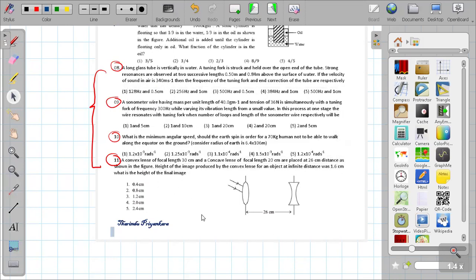Okay. A long glass tube is held vertically in water. A tuning fork is struck and held over the open end of the tube. Strong resonance is observed at two successive lengths of 0.5 meter and 0.84 meter above the surface of water. If the velocity of sound in air is 340 m/s, the frequency and the end correction of the tuning fork are respectively.